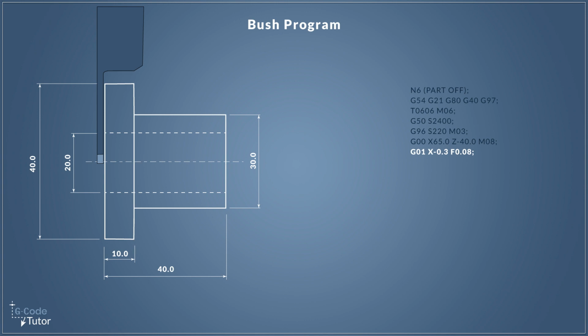So to part off our bush using single point programming, we're using G01, our feed rate command, and then X-0.3 because we just want to come just past the center line.